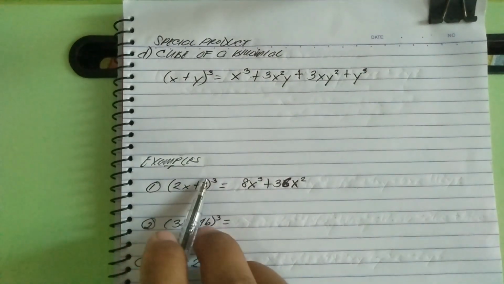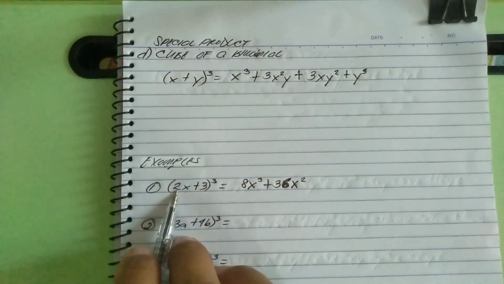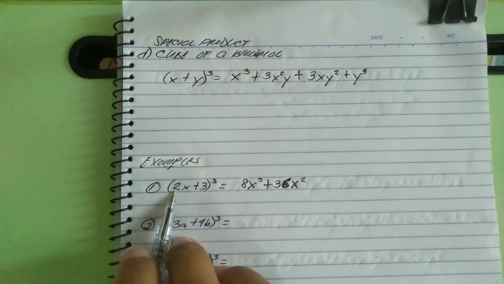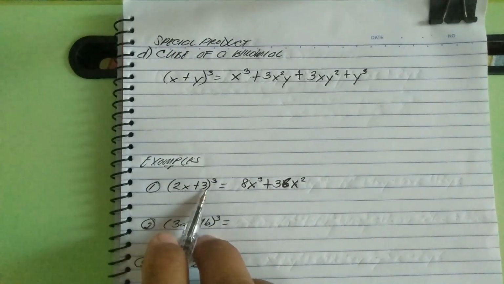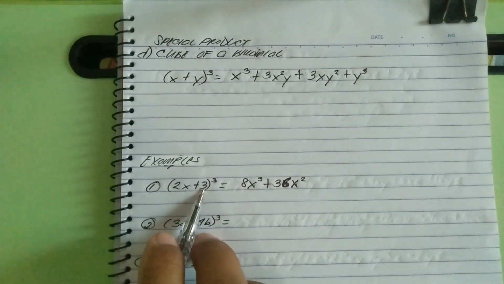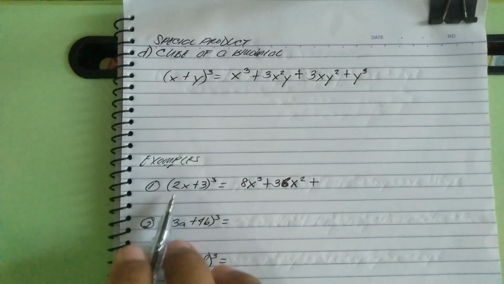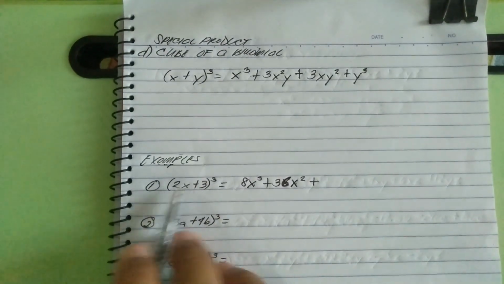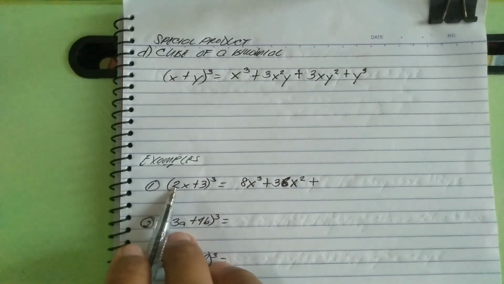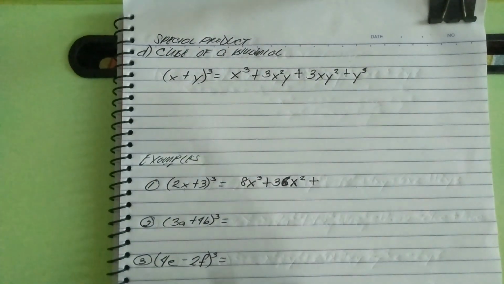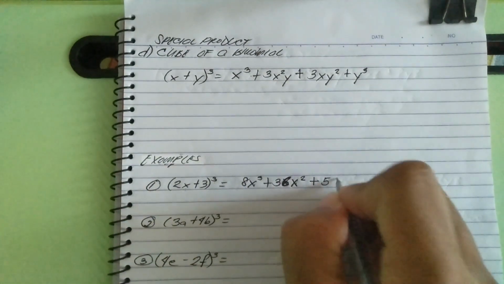Square muna natin ito times the first term times 3. Okay, so we have 3 squared is 9 times 2x. Ilagay ko na ang plus dito kasi positive naman yung dalawa. 9 times 2, we have 18. Times 3. 18 times 3, we have 54. So, ang sagot natin is 54x.